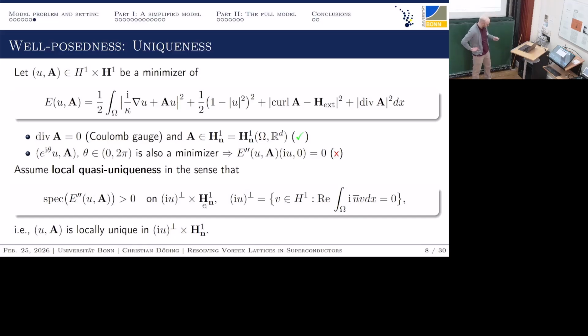Okay, some technical details here about this blocking of the neutral mode. However, what this actually means is that this minimizer is assumed to be quasi-unique, at least locally.